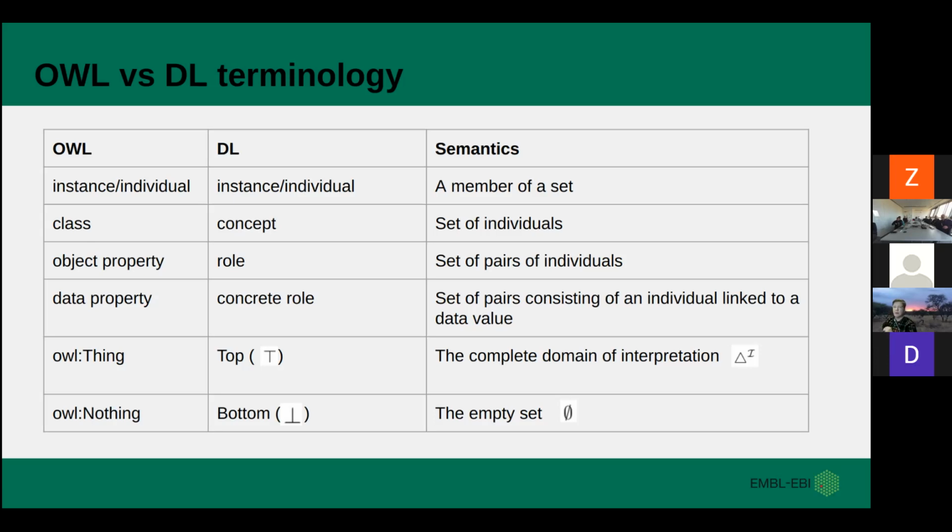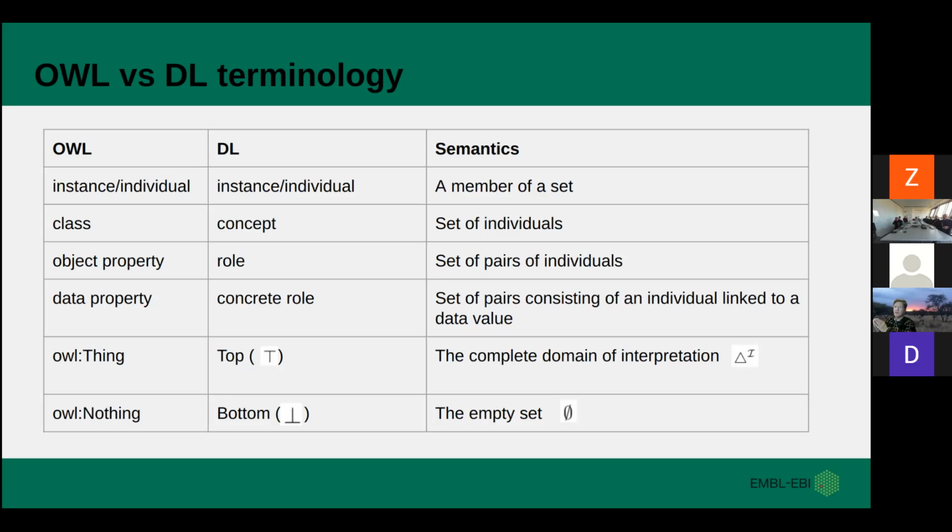If you look at data properties, that's where you have an individual linked to a data value, and you've got pairs of these, and that's your set. So that would be a data property, and that is referred to in description logic as a concrete role. Then your maximal domain of interpretation is owl:Thing in OWL. In description logic, this is referred to as top, and it's represented by this sign that looks almost like a capital T, but it isn't a capital T.